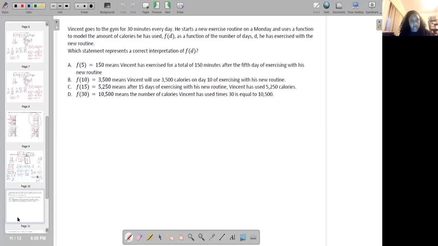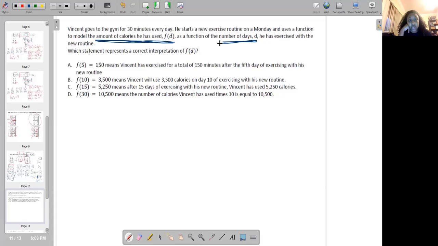If we take a look at this problem, Vincent goes to the gym for 30 minutes every day. He starts a new exercise routine on a Monday and uses a function to model the amount of calories he has used. And the amount of calories he has used, we're representing that as f of D. So f of D is equal to the amount of calories he has used. It's a function of the number of days, which is D. So D stands for days, but f of D stands for the amount of calories he has used.